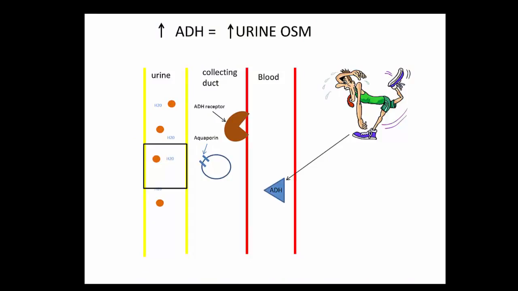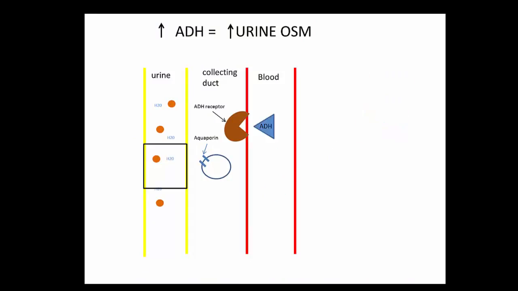So when we start to sweat, ADH is secreted by the posterior pituitary, and when it hits the receptor, that activates this vesicle to move and bring the aquaporin channel, which is right here, closer to the collecting duct membrane, and the channel will form an opening that the water can now go through.